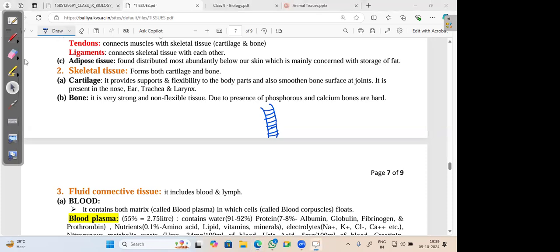Right? So this is your cartilage. Even your ear pinna and your nose are all cartilages. We'll see bone also in detail. So what is a bone? It is a very strong and non-flexible tissue. So first of all, bone is non-flexible tissue. Bone is not flexible.